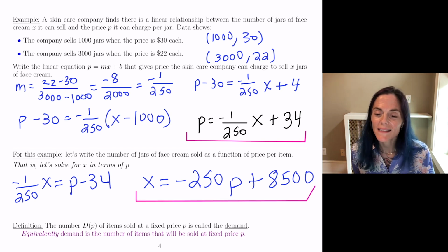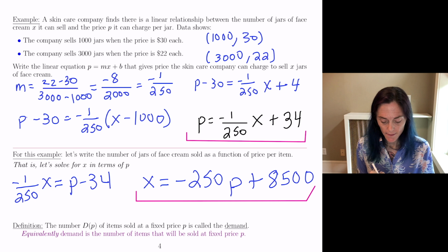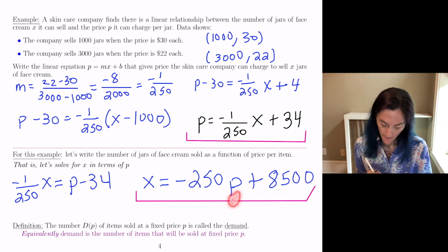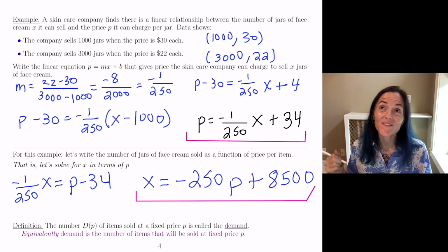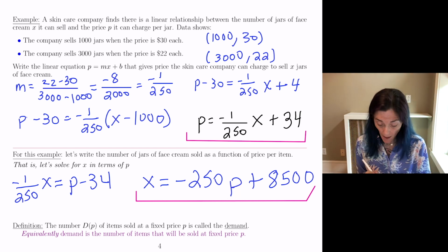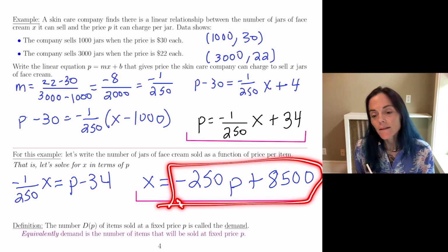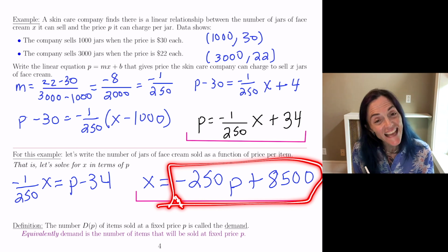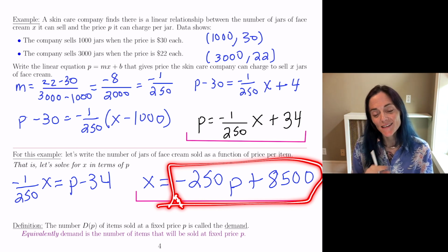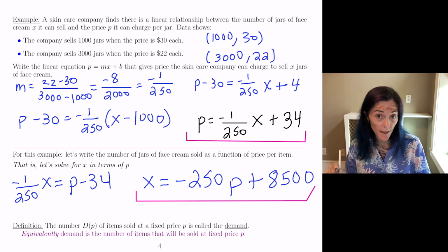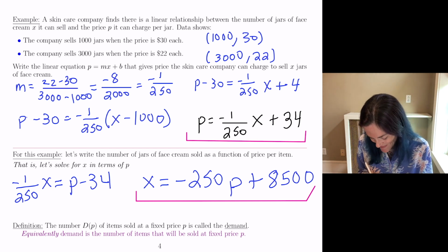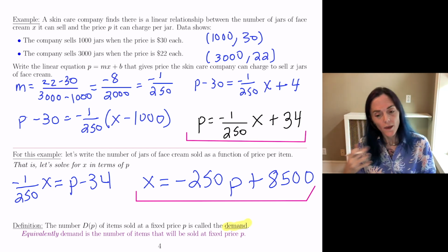All right, let's think about this for a moment. What this gives us is, given a price, we know we can sell X number of jars of face cream. So given a price, we will be able to sell this many, negative 250P plus 8,500 jars. There's a name for this in business. This is called demand. Definition: the number, D of P, of items sold at a fixed price P is called demand. So demand is a function of price. Okay, very nice.